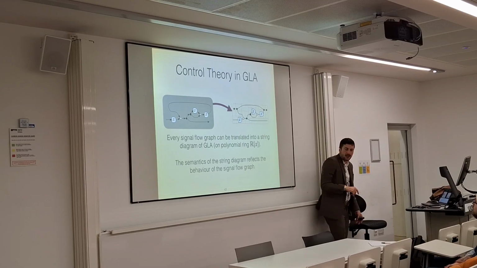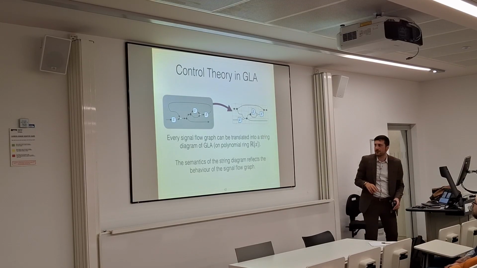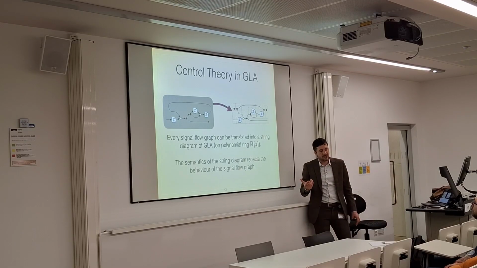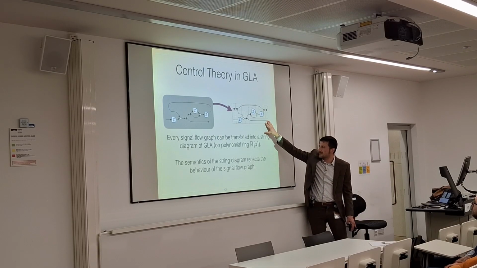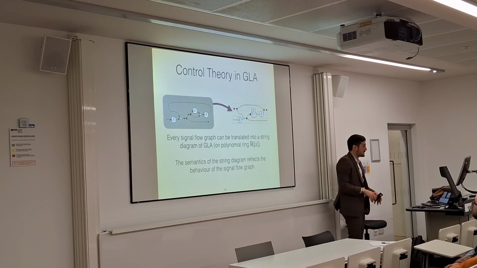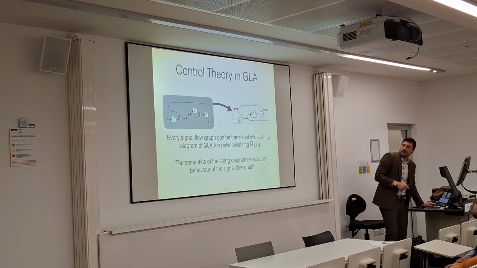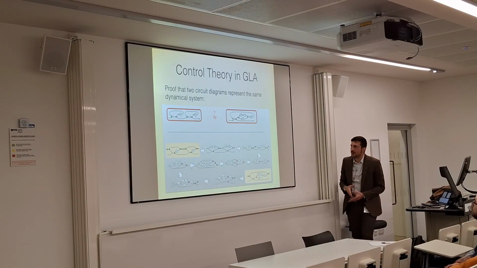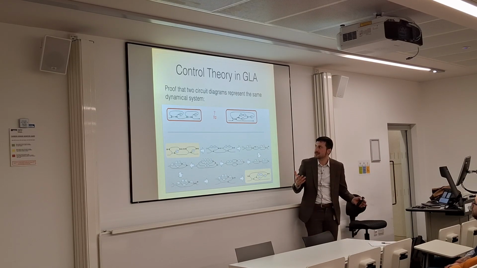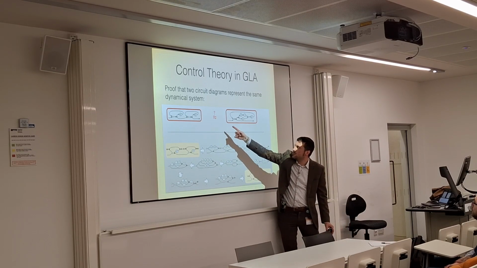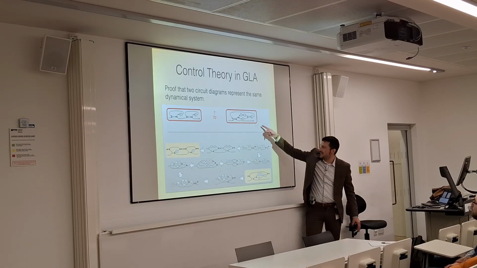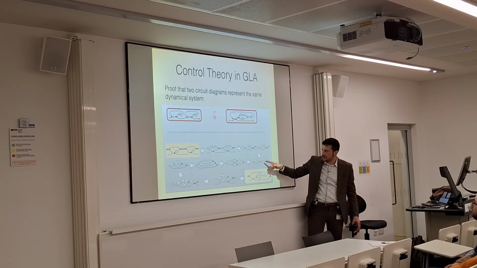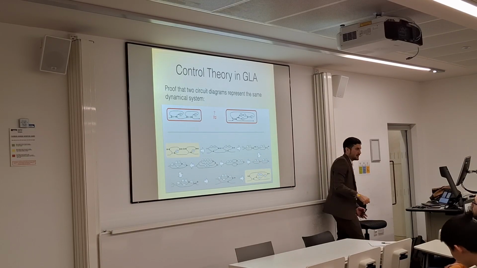The semantics of the string diagram reflects the behavior of the signal flow graph. So signal flow graphs are traditionally interpreted as linear dynamical systems, so as systems of difference equations, and the semantics of the translations, the semantics of the string diagram, is the difference equation that represents the signal flow graph. A couple of things you can do with this framework. First of all, you can prove signal flow graph equivalence. Imagine you have two signal flow graphs and you want to show that they have the same semantics, they interpret the same behavior. Well, you can translate them into string diagrams and use the equational theory that we saw before to transform one into the other.